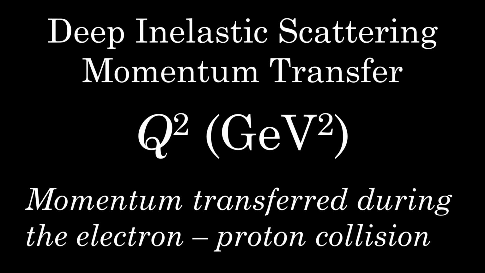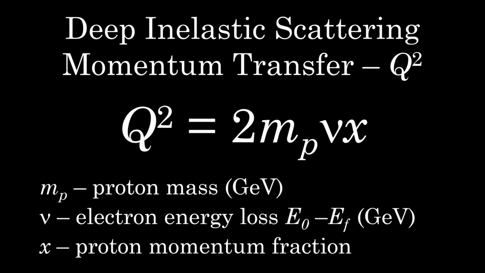The measure of collision strength typically used to compare experiments is the momentum transfer, or Q squared, from the electron to the proton in units of energy squared. For electron-proton collisions, Q squared at a proton momentum fraction x is 2 times the mass of the proton in energy units times the energy the electron loses during the collision times x.